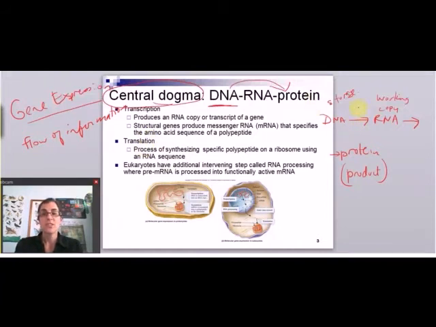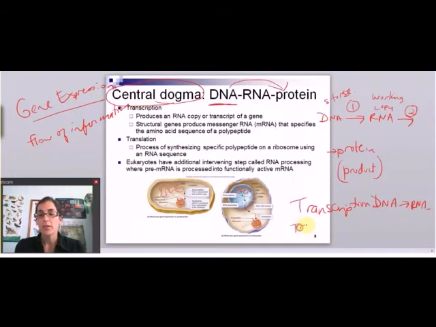These processes, so this step here and this step here, are two different distinct processes we're going to be talking about in this chapter: transcription and translation. So this first one here, DNA to RNA, is transcription. The second part is translation, which is RNA to protein. Notice that these names have to do with language terms.